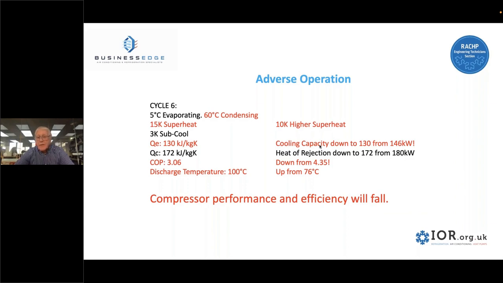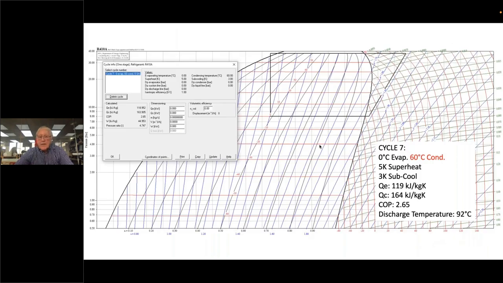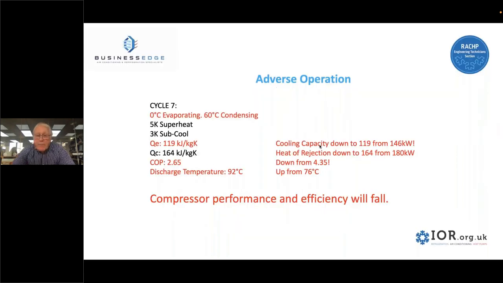Now I go to 60 degrees C condensing, and I've got a low evaporating temperature, but a respectable superheat. Cooling capacity is down to 119 kilowatts. My heat rejection is down. Compressor is really seriously suffering now. The COP is disastrous at 2.65, and my discharge temperature is at 92 degrees C.